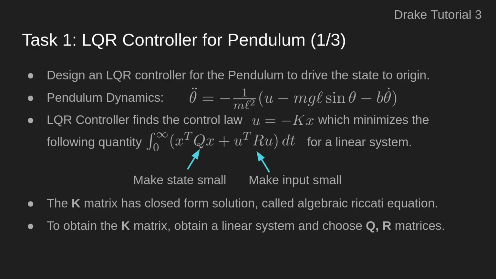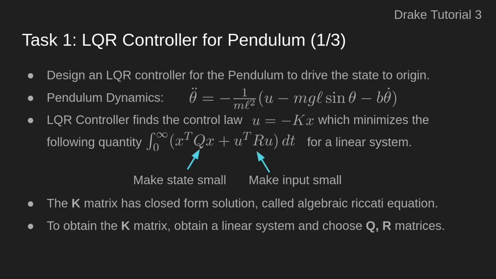Now that you have the background, let's actually design our own LQR controller for the pendulum. First, the pendulum dynamics can be expressed as theta double dot equals 1 over m l squared times u minus m g l sine theta minus b theta dot. m is the mass of the pendulum, l is the length of the arm, g is 9.81 meters per second squared, and b is a damping coefficient less than 1.